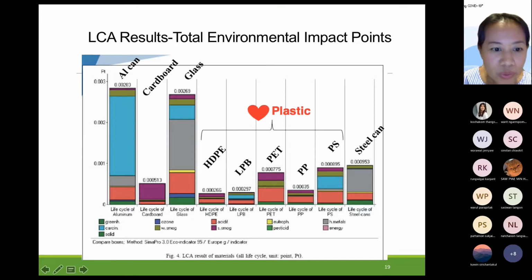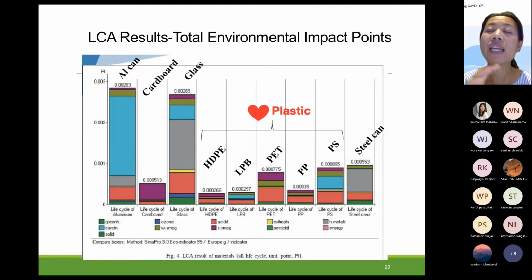But if you want to know about the carcinogen, you can see that during the process to make the aluminum can, there can be a high impact from carcinogens, right? But nowadays we know plastic can also be carcinogenic, right? But when compared at the same unit, for example 1 gram of plastic and 1 gram of aluminum, maybe the aluminum causes higher carcinogen impact than the plastic.